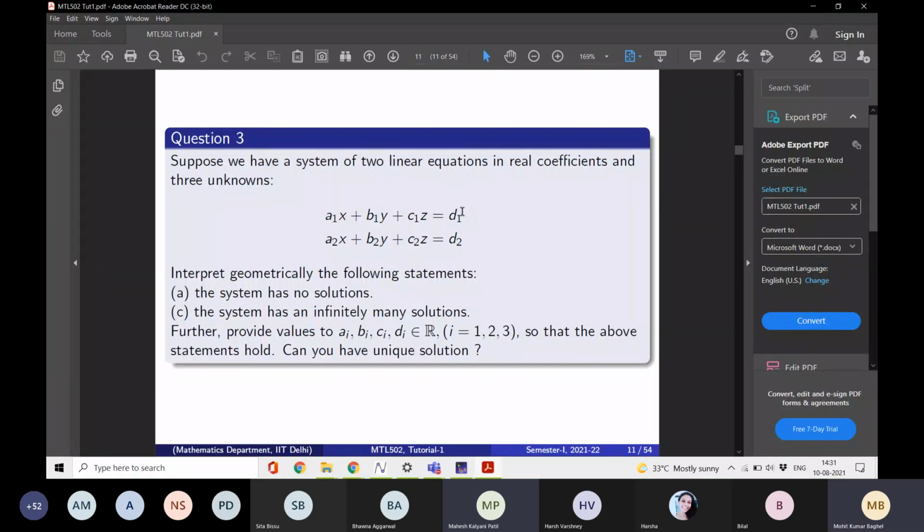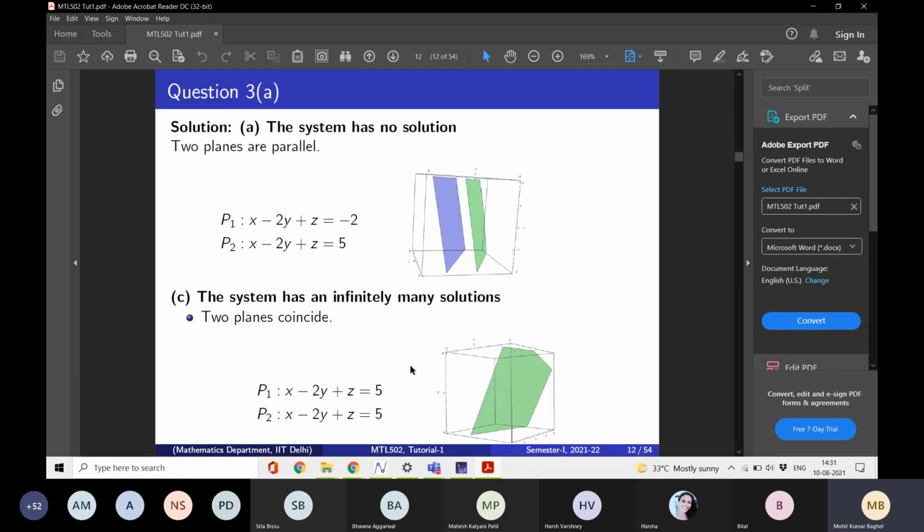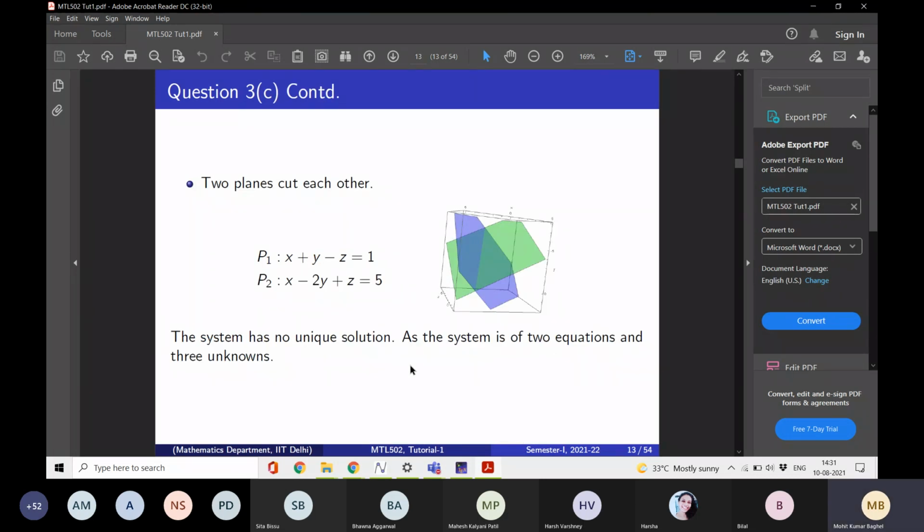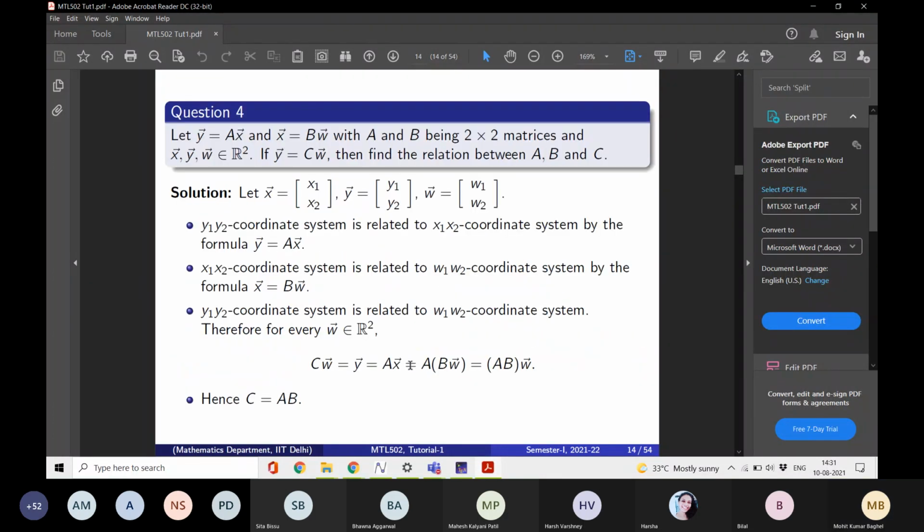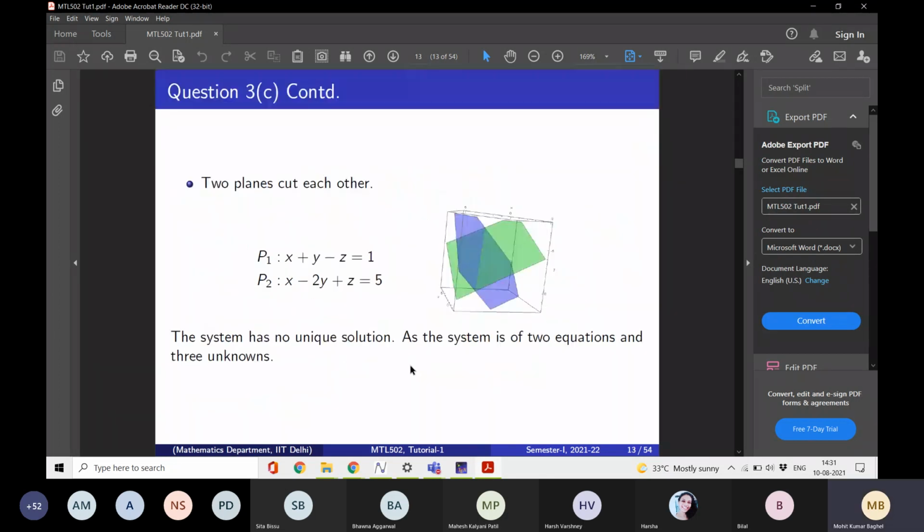Yes, that we have discussed. And you have also pointed out, that is also good, because a unique solution is not possible here, as you already answered. So these are the cases which we have discussed in this question, and the unique solution is not possible. So for question 4, what is your try?